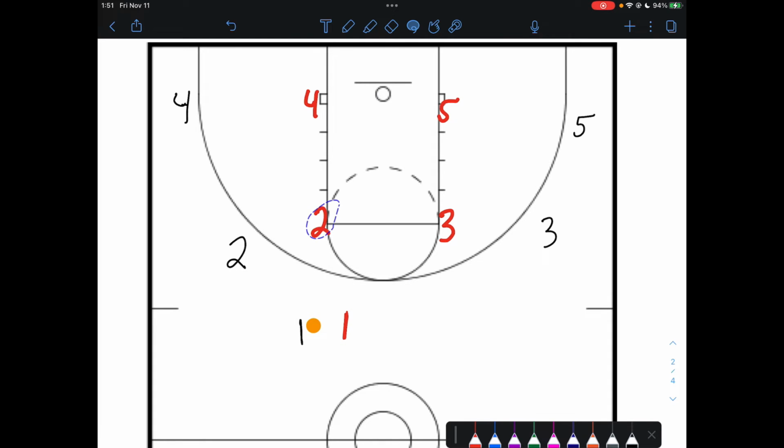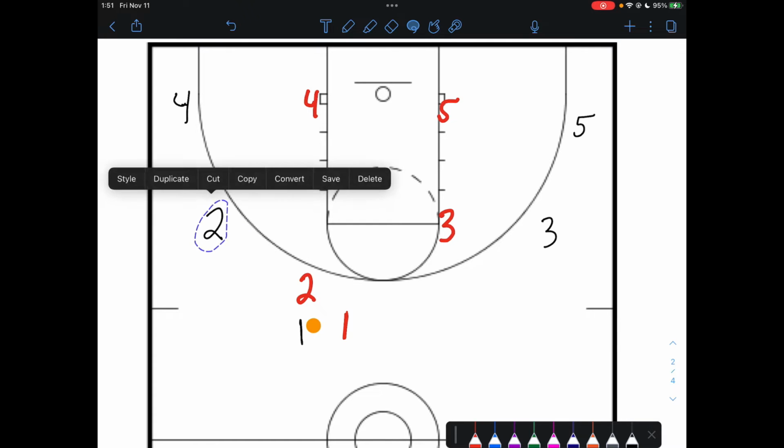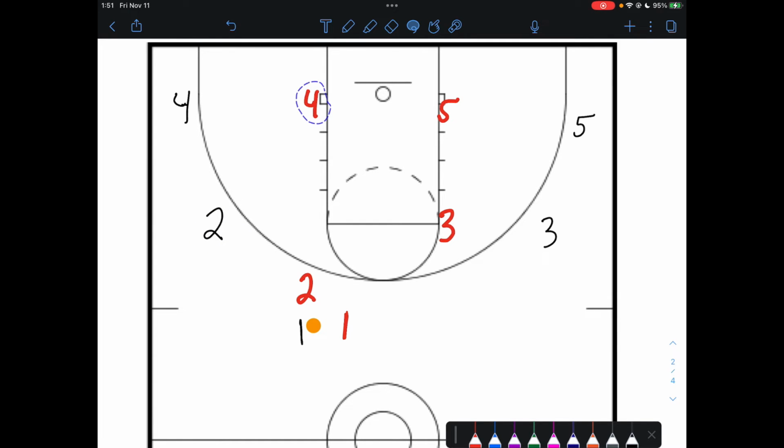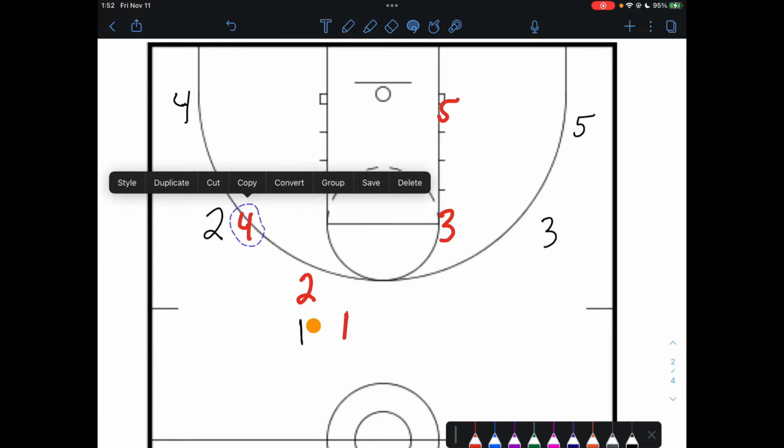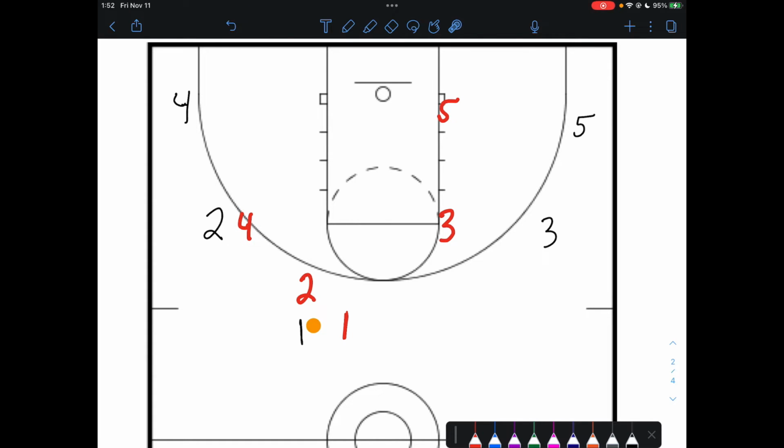Maybe our 2 sprints up there and traps. When that happens, this person's probably going to move over a little bit here. The 4, whoever is playing the strong side, the ball side low post, has to sprint up and take this pass away. Now what they might have is a lob pass over the top. But if they throw a lob pass over the top, that should allow our defense to recover. They also might have a back door here.